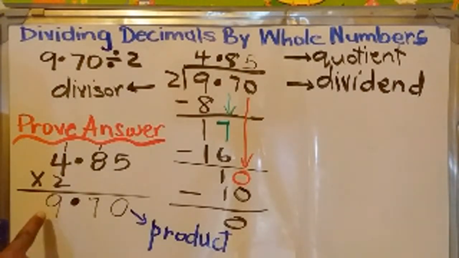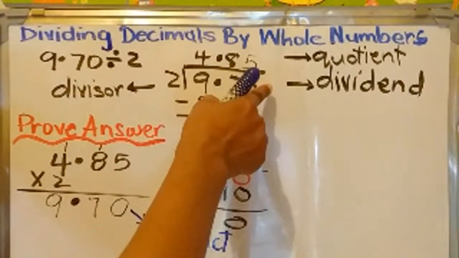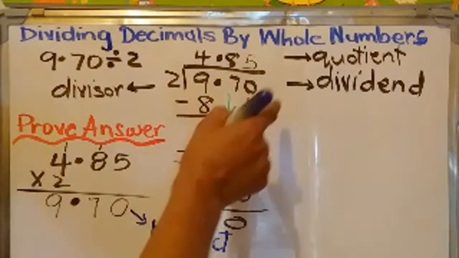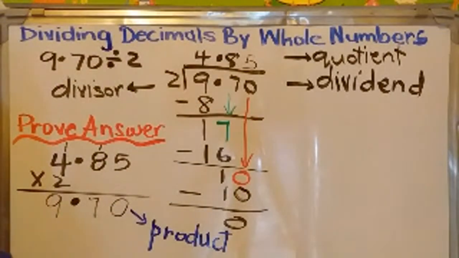Check your product now and see if it is the same thing as your dividend. So our product is 9.70, and of course our dividend is 9.70. All right, remember now our product is 9.70 and our dividend is 9.70. And our quotient, of course, is 4.85. And of course, that is telling us that our quotient is correct.